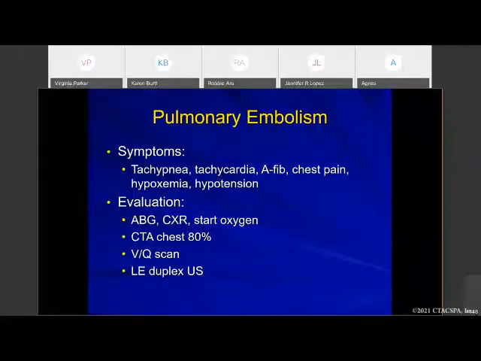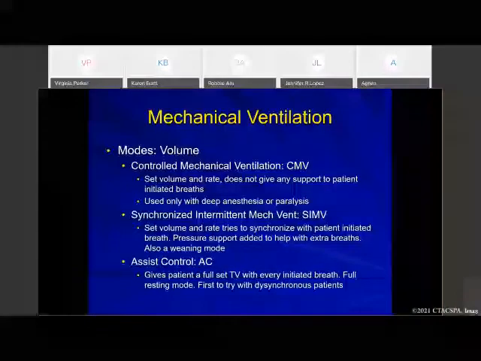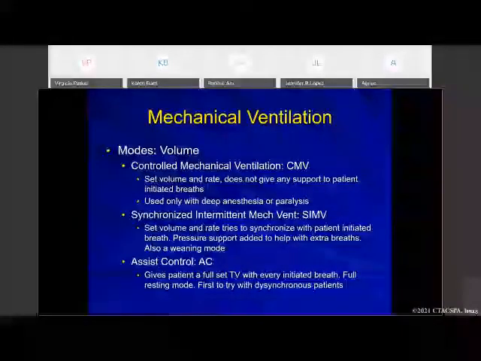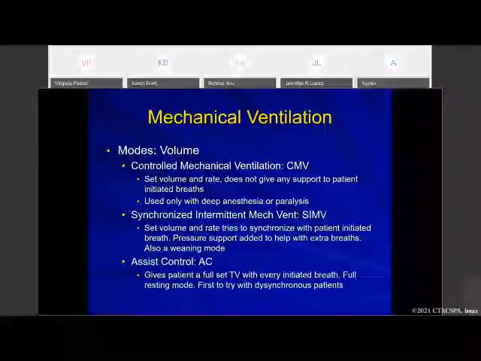You can always get your CTA. CTA will only show 80% of the pulmonary embolisms. It'll show the big ones. VQ scan is sensitive, maybe a little bit oversensitive, but hardly anyone gets it anymore. Only if they are contraindicated for CTA and they're not that sick. And then sometimes you can make a backhanded diagnosis by getting an ultrasound of your veins.